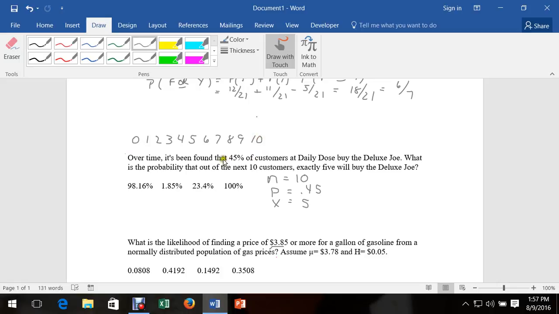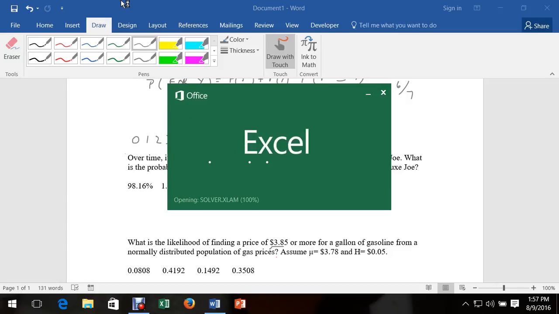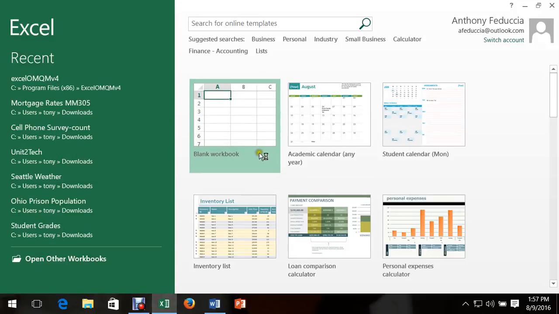Out of the 10 people who come, none can buy it, 1 can, 2 can, 6 can, 9, 10, or maybe all 10 can. What they want is exactly 5. No less, no more. Exactly 5. Well, what we're going to do is go to Excel. There's a formula, but you don't want to do that.